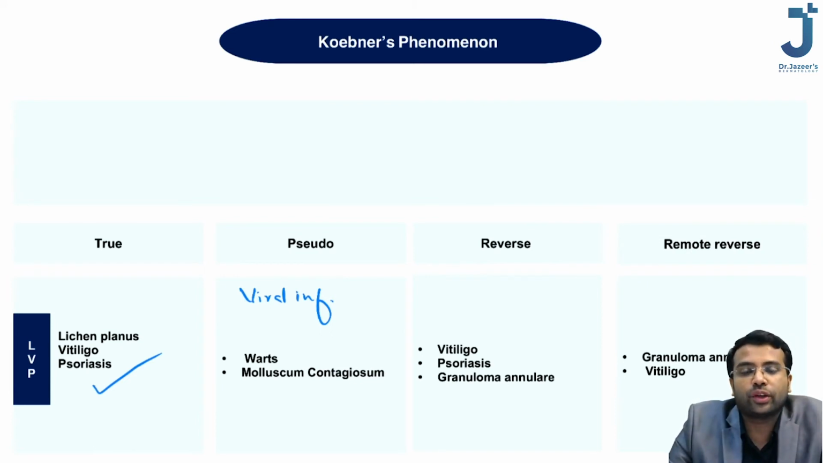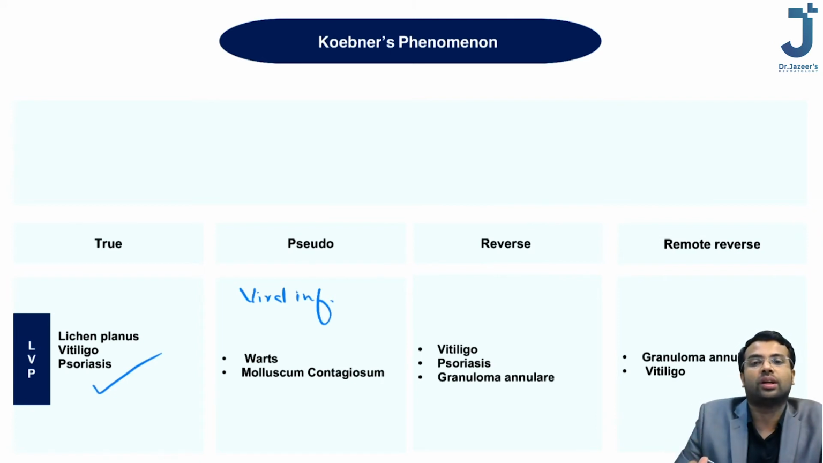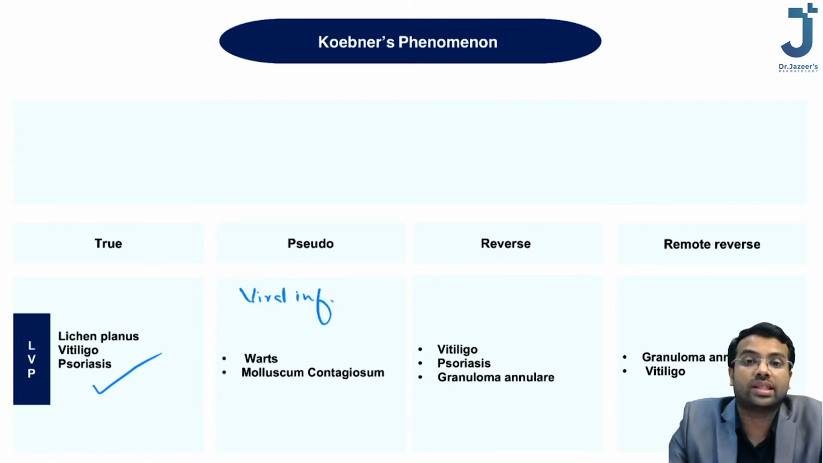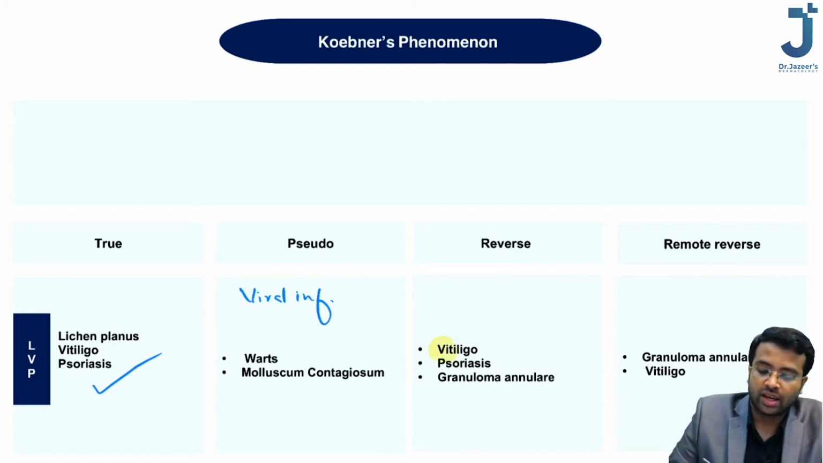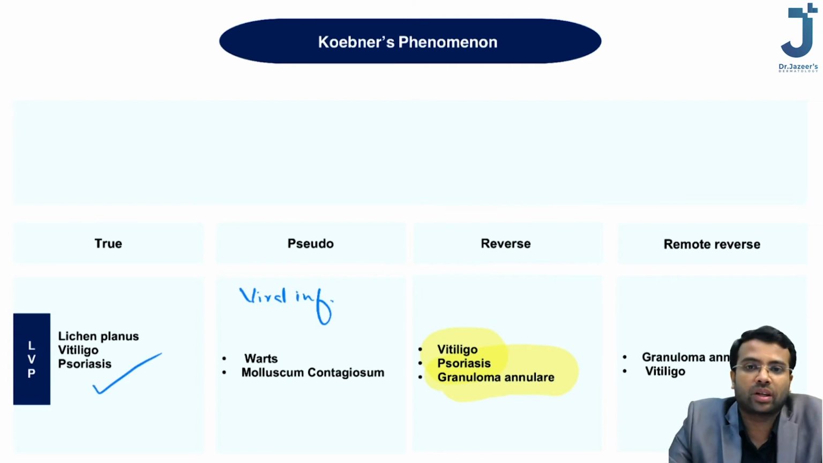And there is a phenomenon called reverse Koebner's phenomenon. What do you mean by reverse Koebner? Just the opposite of the main Koebner, which means at the site of trauma, the lesions disappear rather than appear. If the lesions disappear at the site of trauma, this is called reverse Koebner, and this is seen in vitiligo, psoriasis as well as in granuloma annulare.